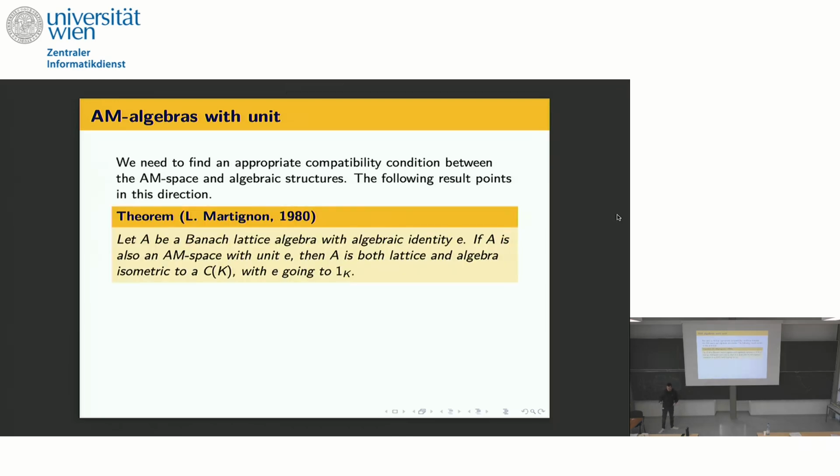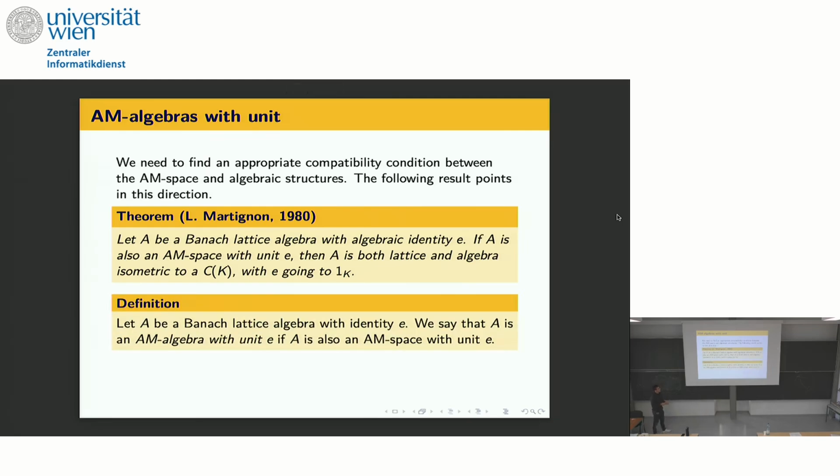There is this result from the 1980s that when you have an IM space with unit, if you remember the definition, well, you can say, okay, if I have a product and this product makes this unit an algebraic identity, just like what happens in C(K), then what can this space be? Well, it can only be C(K). This is the result by Martignon. So now you're asking for this compatibility condition that the order unit is an algebraic identity, to put it in simple terms.